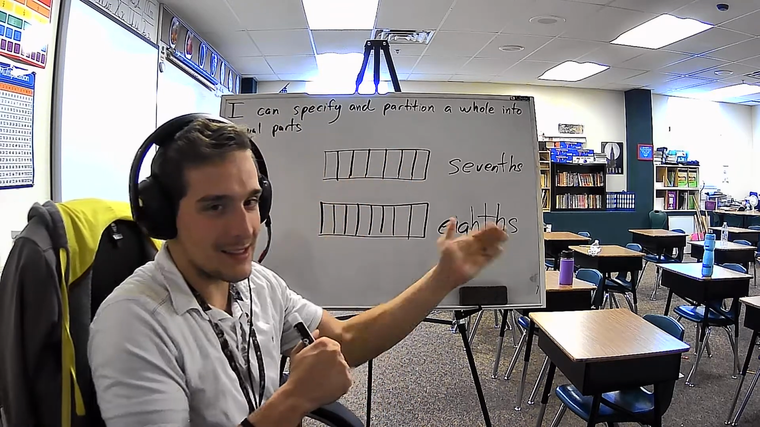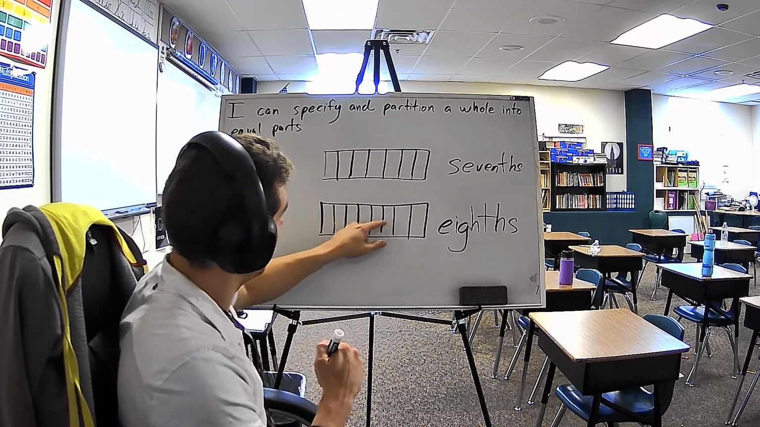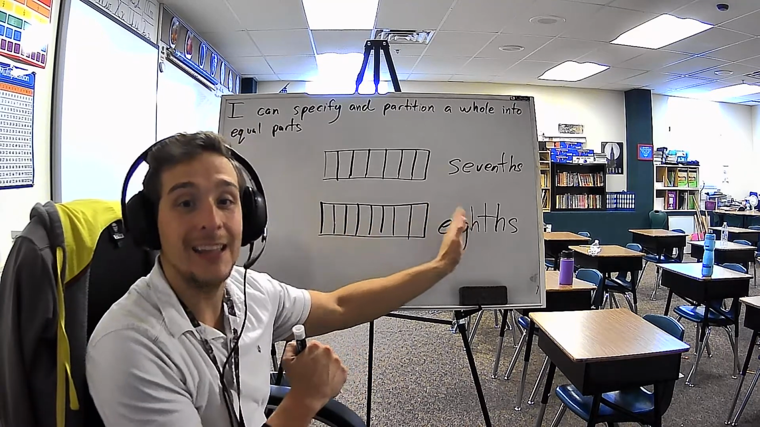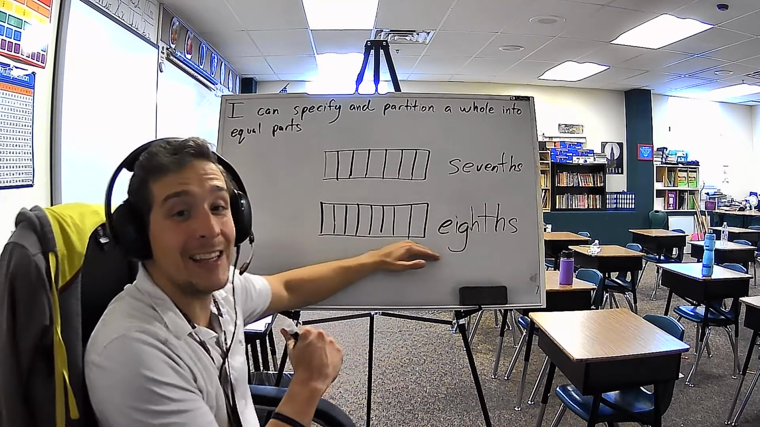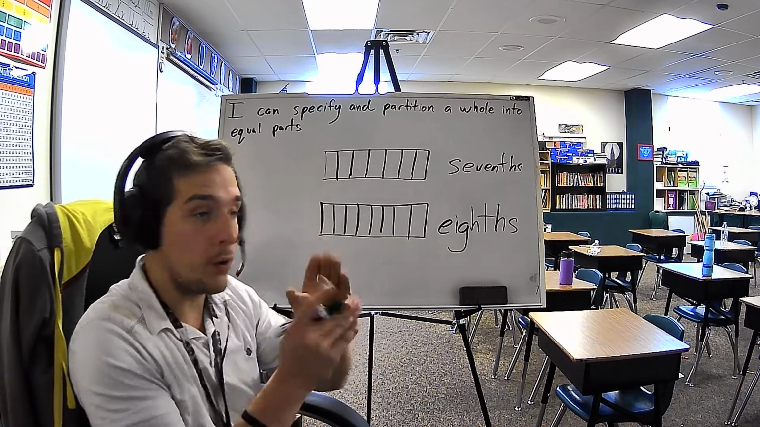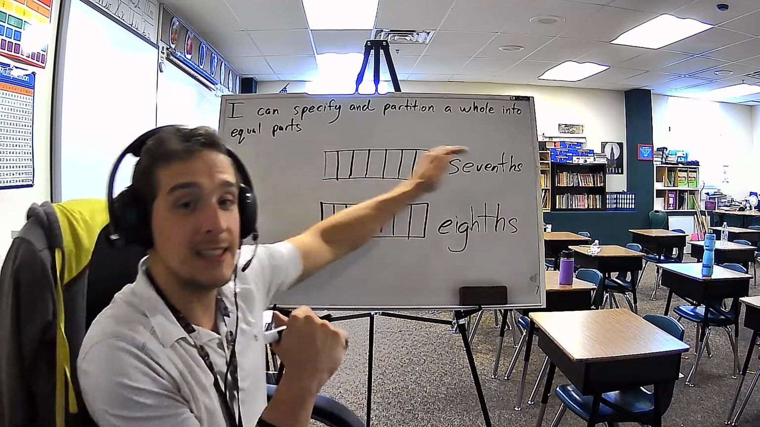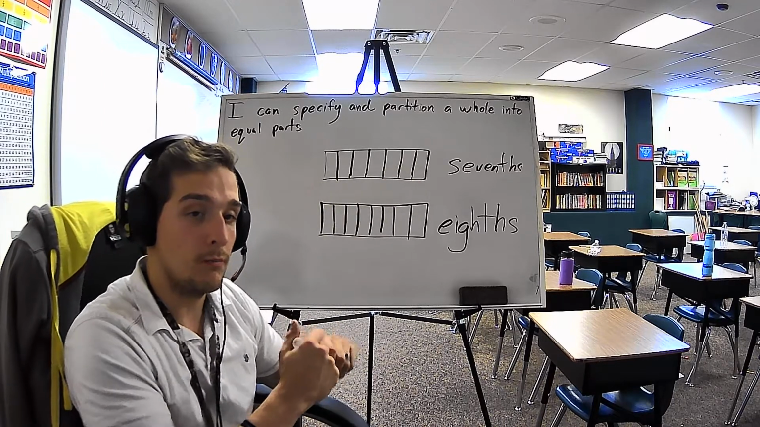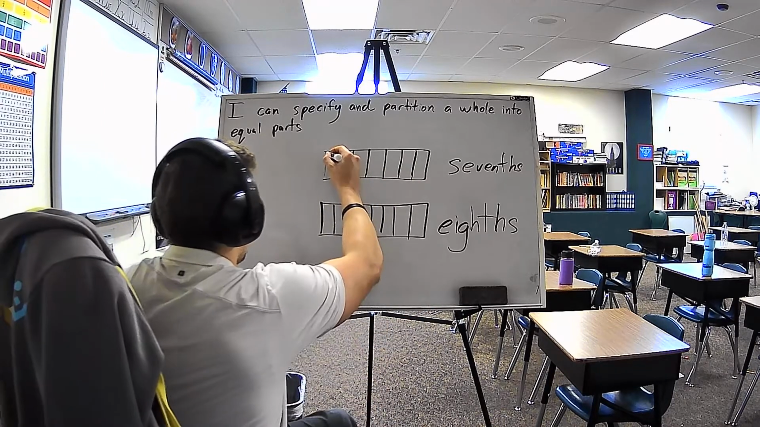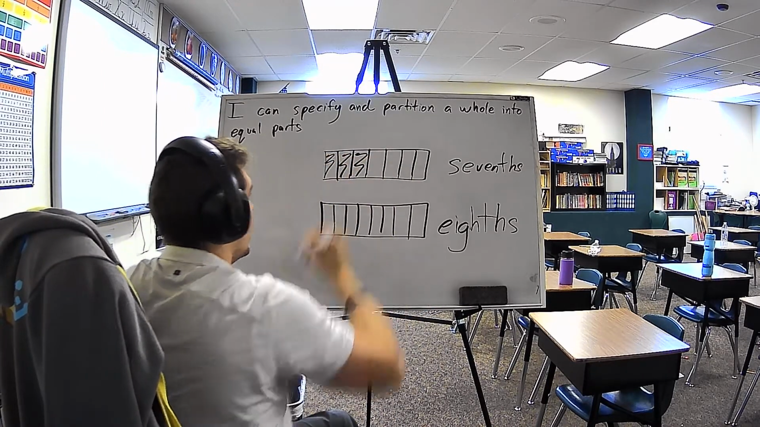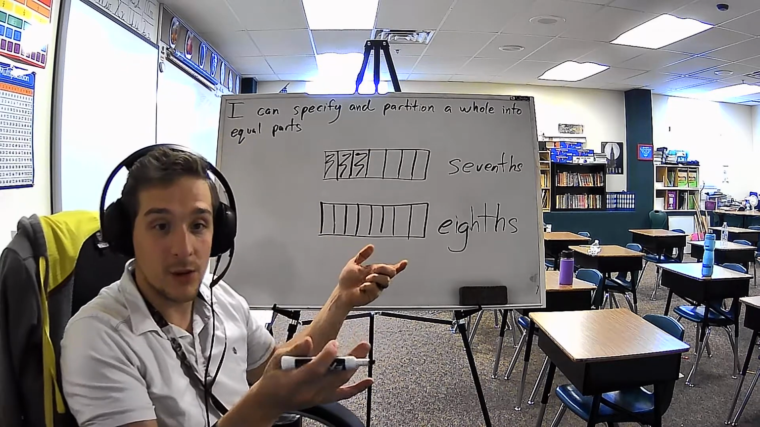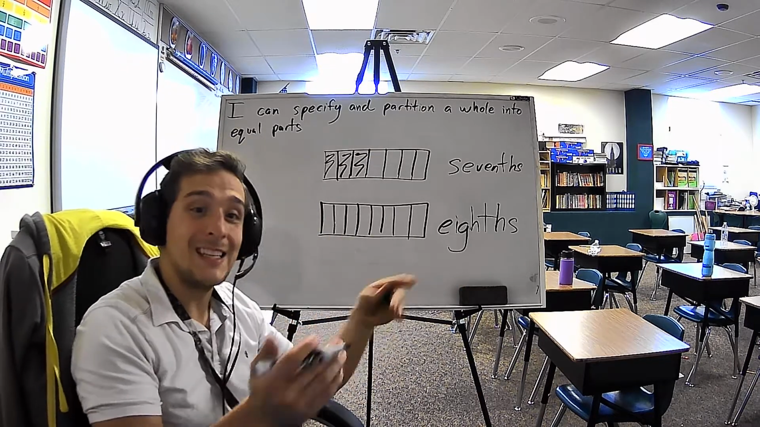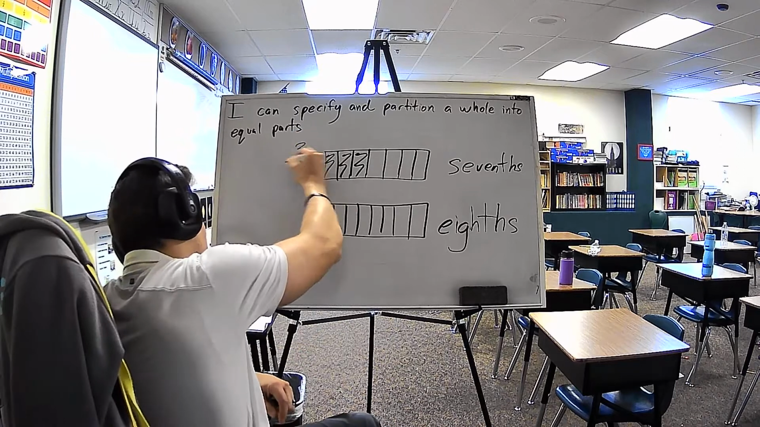So, eighths. And we have 1, 2, 3, 4, 5, 6, 7, 8 eighths. So, it takes 8 eighths to make one whole. Up here, it takes 7 sevenths to make one whole. Or I could say I fill in 1, 2, 3 of these. Now, how many sevenths do I have? I have 3 sevenths, or write that as 3 over 7.